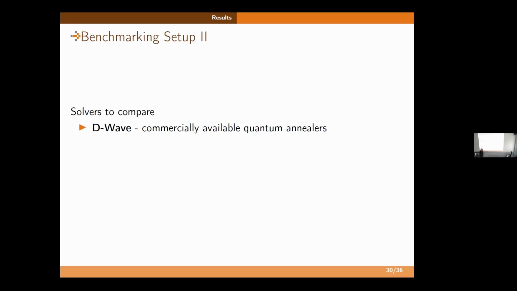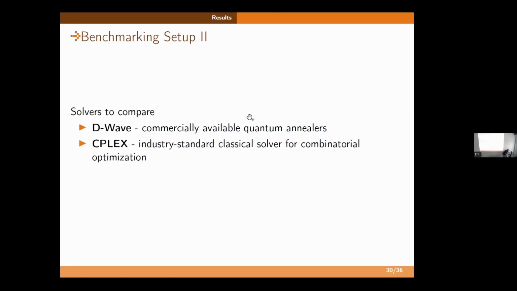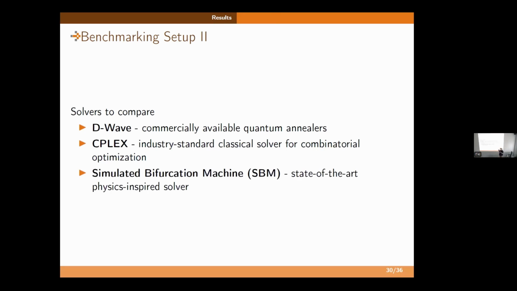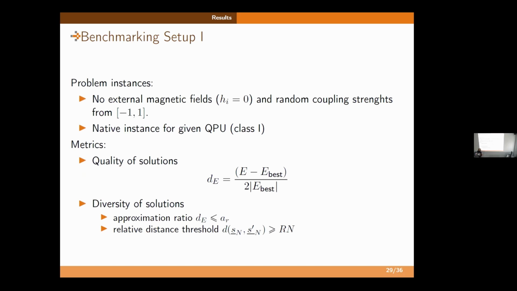And also with the simulated bifurcation machine, we can set how many solutions we want to find, because it is a physics-inspired solver. Maybe I won't go into the details, but also CPLEX only returns one solution. And that's why we are not interested in the number of solutions, because we can specify it, but in the diversity. That is, the solutions found are not only close to the best we found, but also diverse.